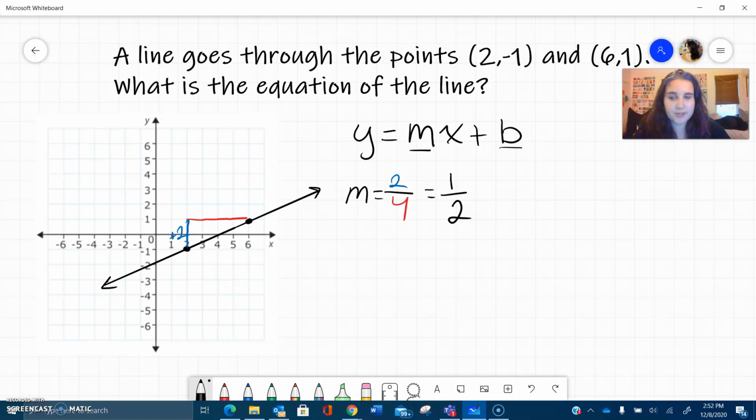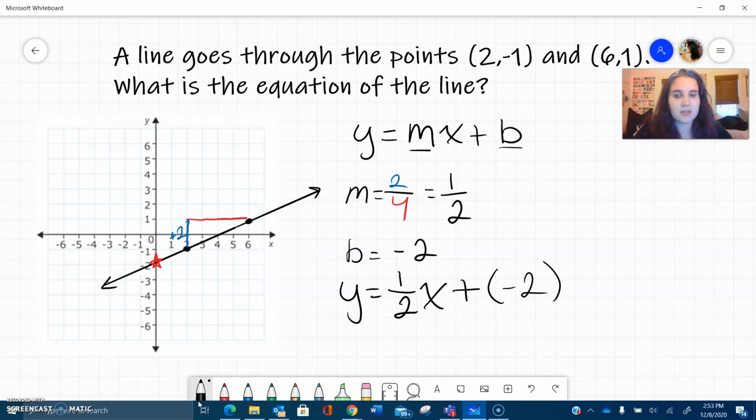Now I need to find my y-intercept. Well, I graphed my line, and it passes through the y-axis at the point -2. So my y-intercept is -2. So now I can write my equation. Y equals m, the slope, 1/2 x, plus my y-intercept, which is -2. So we can simplify it a little bit more. Y equals 1/2 x minus 2. Okay, perfect. So we just found the equation of this line given 2 points using a graph.